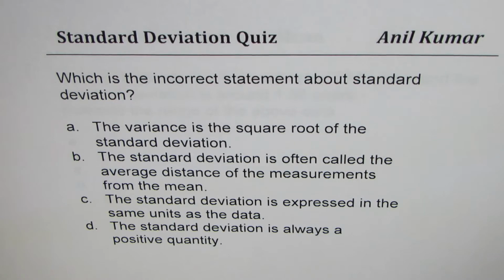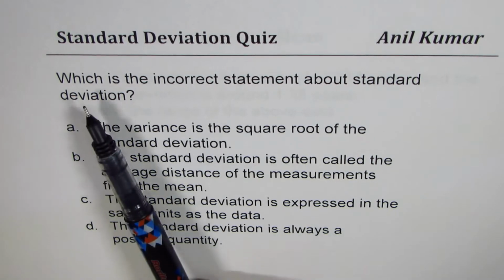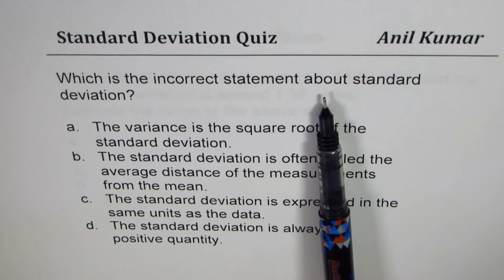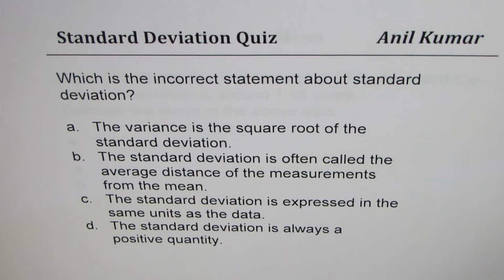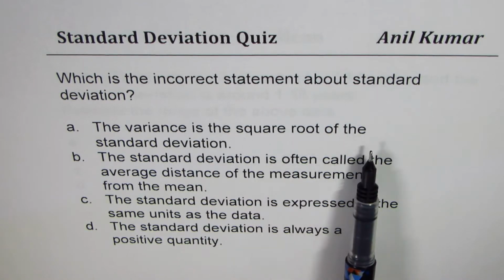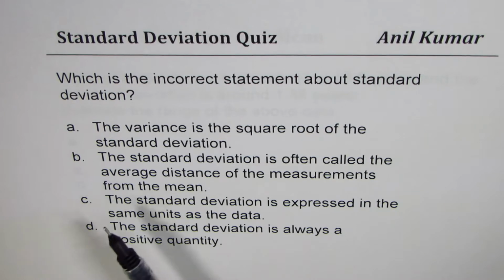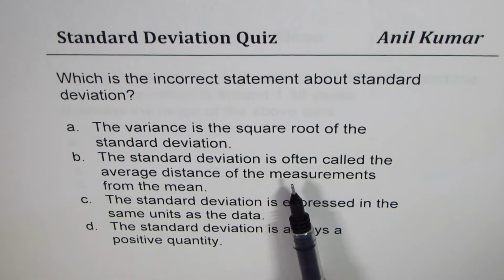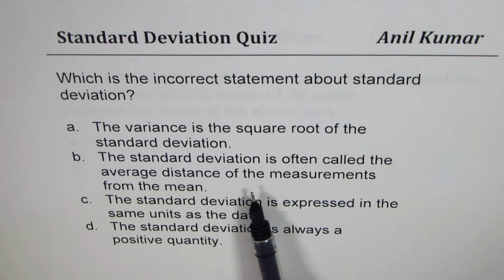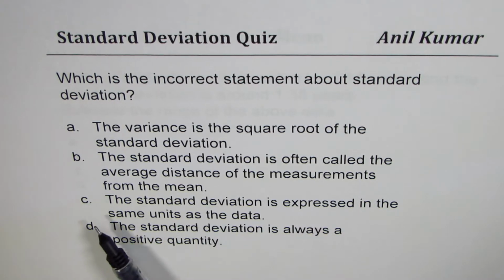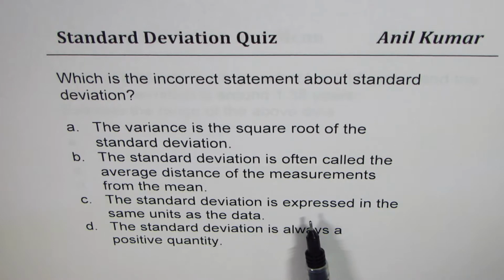So the very first question here is, which is the incorrect statement about standard deviation? Incorrect statement about standard deviation. The 4 options are: A, the variance is the square root of the standard deviation. B, the standard deviation is often called the average distance of the measurements from the mean. C, the standard deviation is expressed in the same units as the data. D, the standard deviation is always a positive quantity.